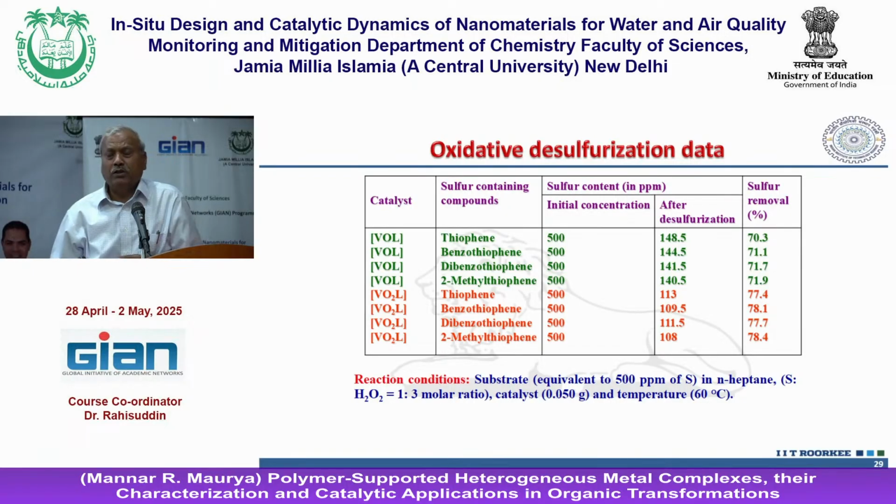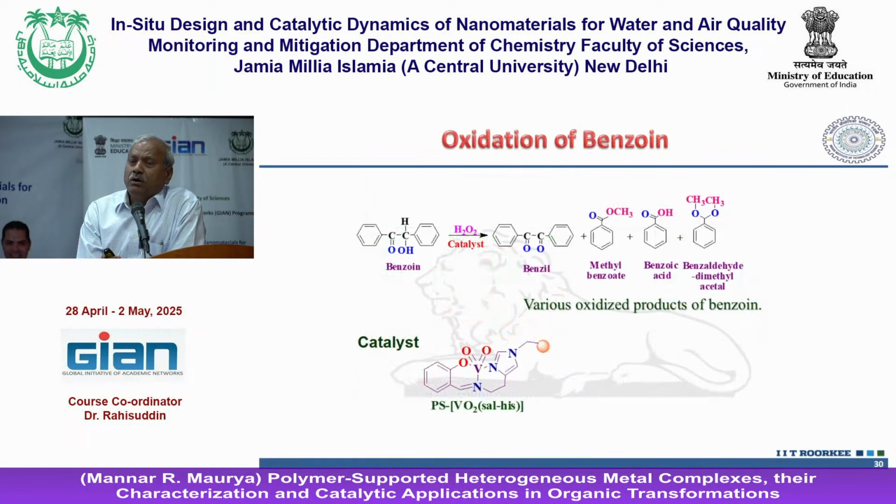Now, this is another reaction we have tried with benzoin. Benzoin gives you 4 different products. Those products can be analyzed by gas chromatography, and based on their GC mass spectral analysis, we could assign all these products: going major into the benzyl, then we have methyl benzoate, benzoic acid, and benzaldehyde dimethyl acetal using this catalyst. Okay, and details are given here.